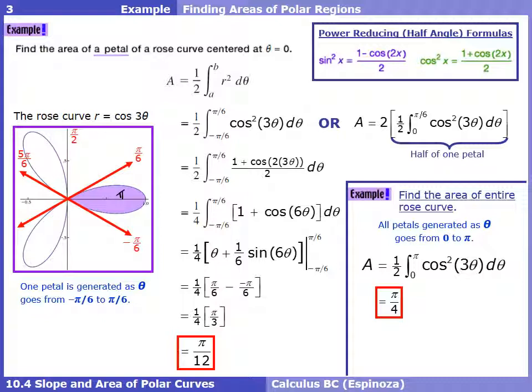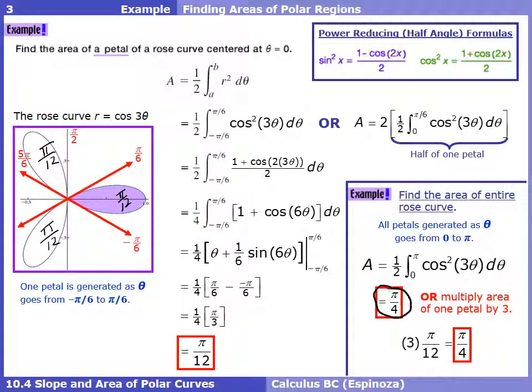The area of this petal is pi over 12 from what we discovered before. Of course, all of them have the same area of pi over 12. So theoretically, we could have just taken those pi over 12s and multiplied by 3, which would have given us the same value that we just found when we set up the integral to go from 0 to pi, which takes into account all the petals. So hopefully it's not too overwhelming to see this in a bunch of different ways, but there are different ways of finding the areas of these polar functions.